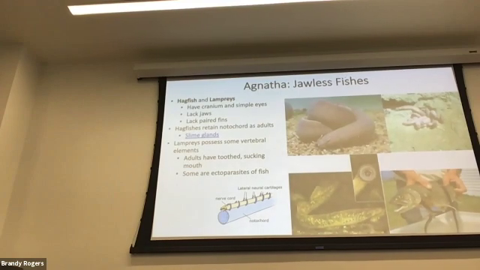All right, let's look at the Agnatha. So this root word, G-N-A-T-H, nath, means jaw. What does it mean when you see a or an without? So agnathans have no jaw. They're jawless fishes. So the first vertebrates evolved in the ocean. Okay, so the first groups that we're going to look at are all fishes. So the agnathans are the earliest of the fishes that you see any extant examples of today.